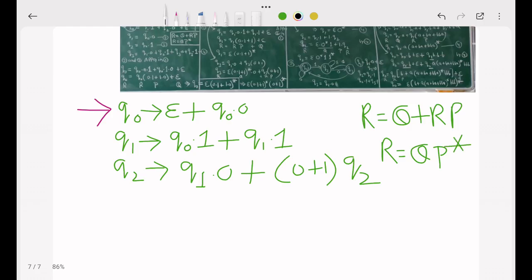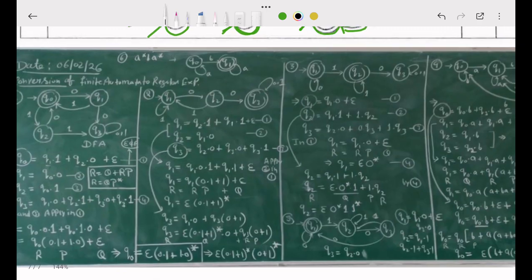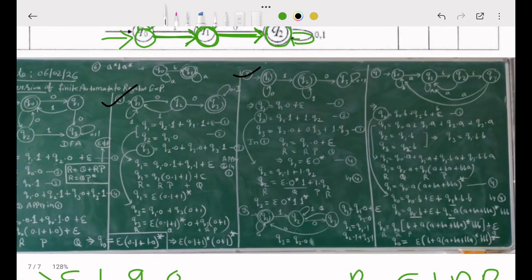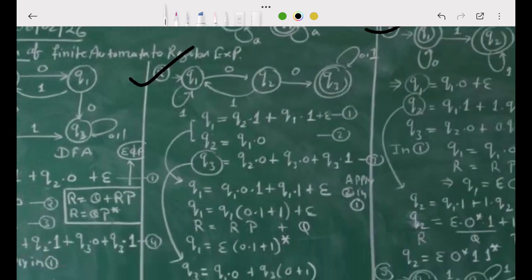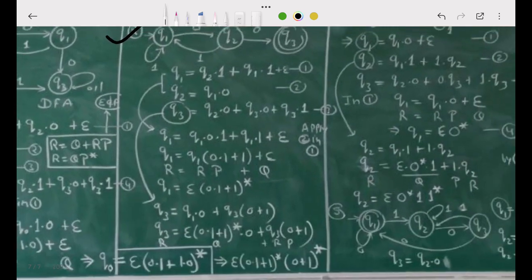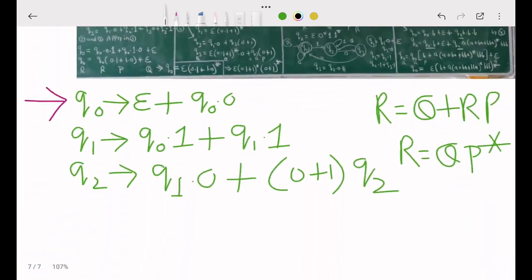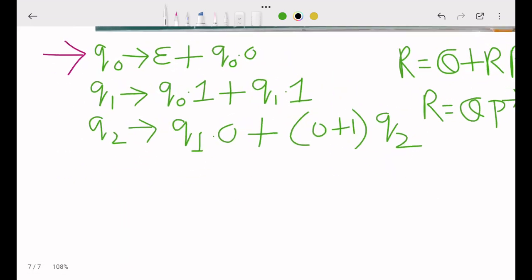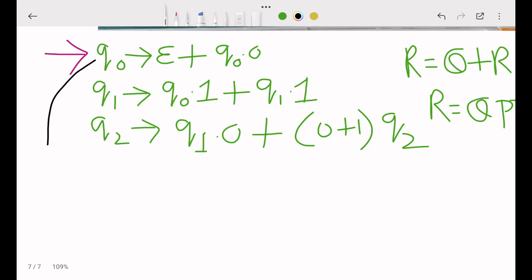If you see, this question also we solved in our class presentation. Many examples I solved, the same question we solved during our class presentation. Now see here, again I am solving. At first I will try to solve this one. So now you can see, this is my R is equal to Q plus RP.